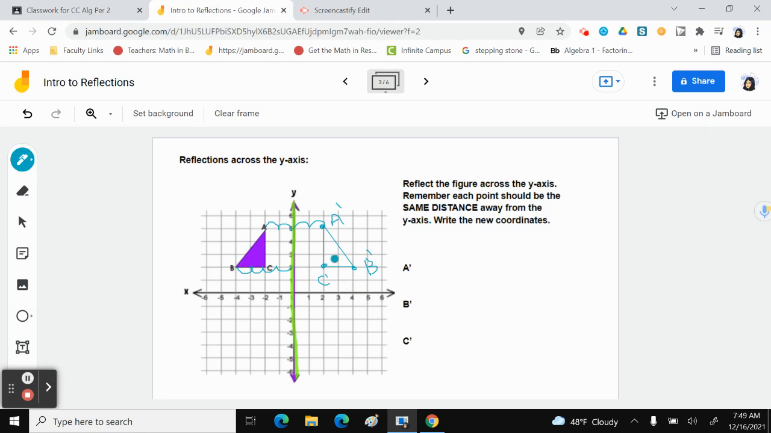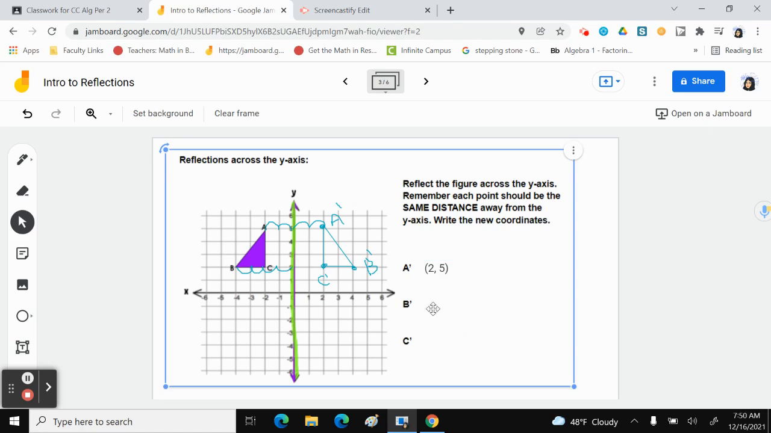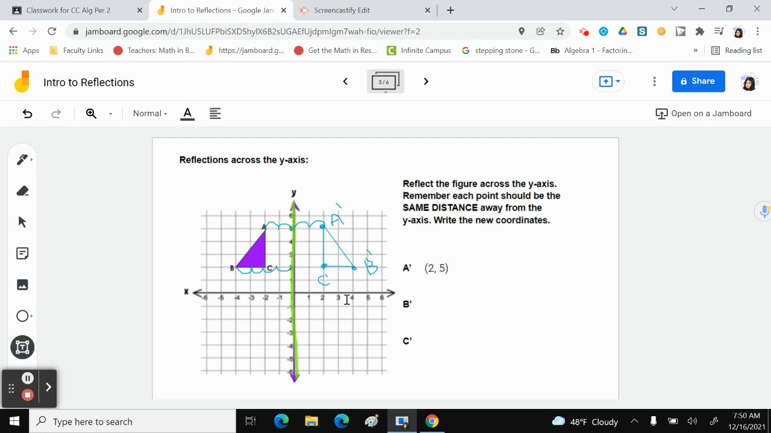And notice I have the same figure, same shape, same size. I'm just going to go ahead and write the new coordinates. So the new coordinates for A are going to be 2, comma 5. The new coordinates for B are going to be 4, comma 2. And the new coordinates for C are going to be 2, comma 2.